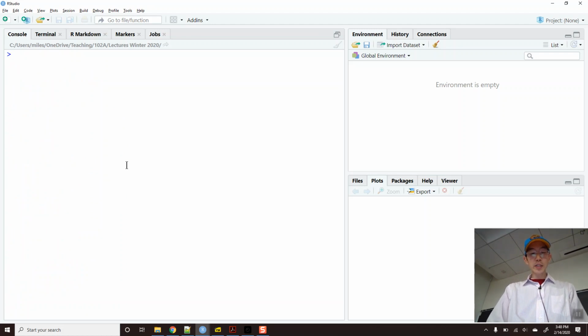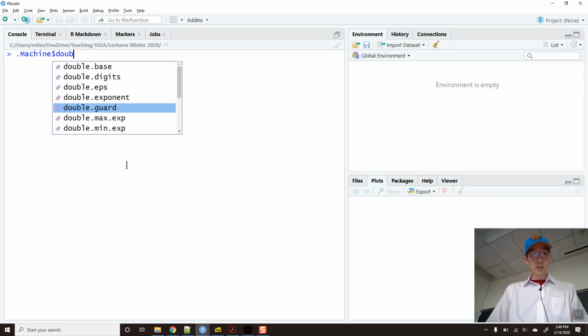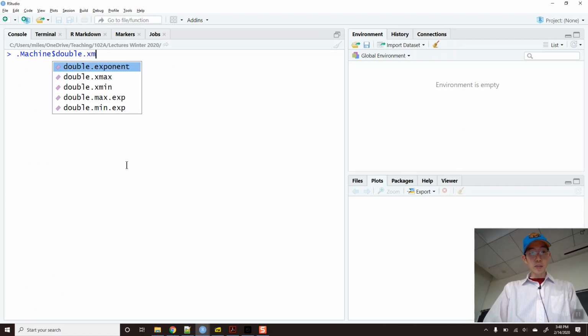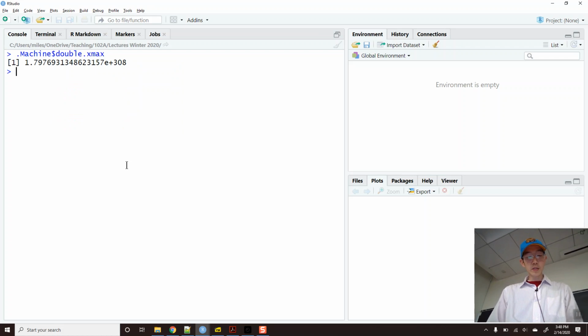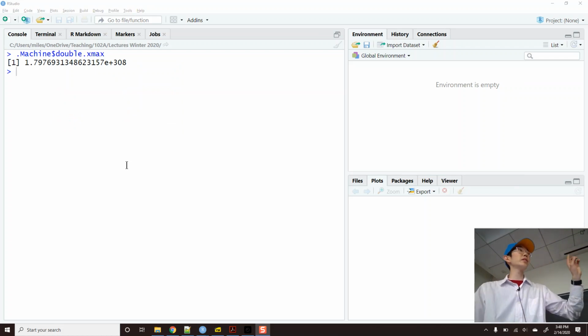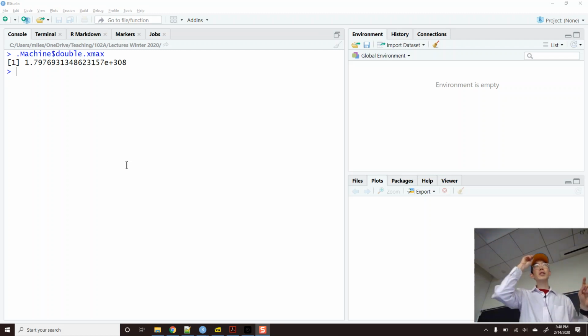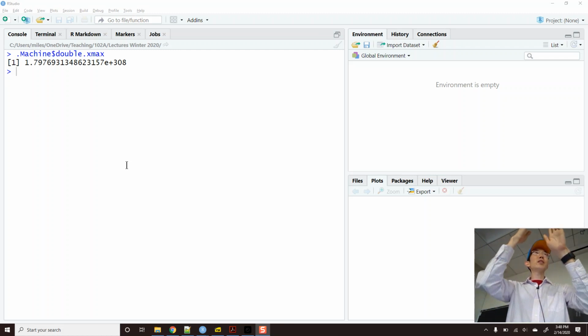Okay, double x max, double.xmax is this number. I haven't made a slide for this, but basically your exponent is going to be all ones but a 0. All ones but a 0, so that's going to be 2 to the 1023, times, and then all the mantissa bits are filled out by 1.